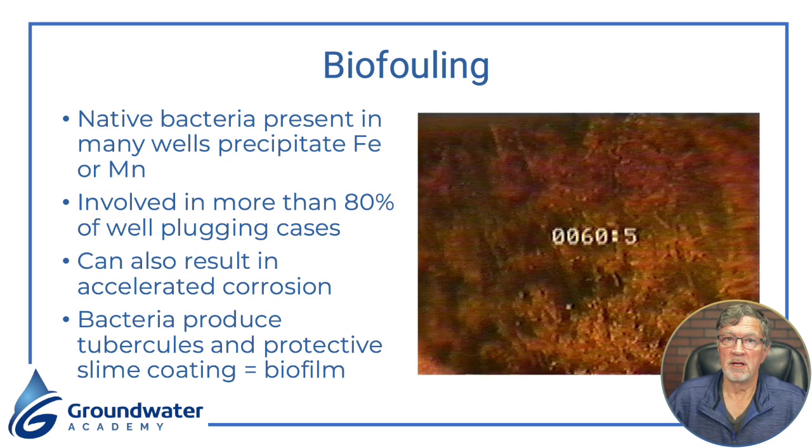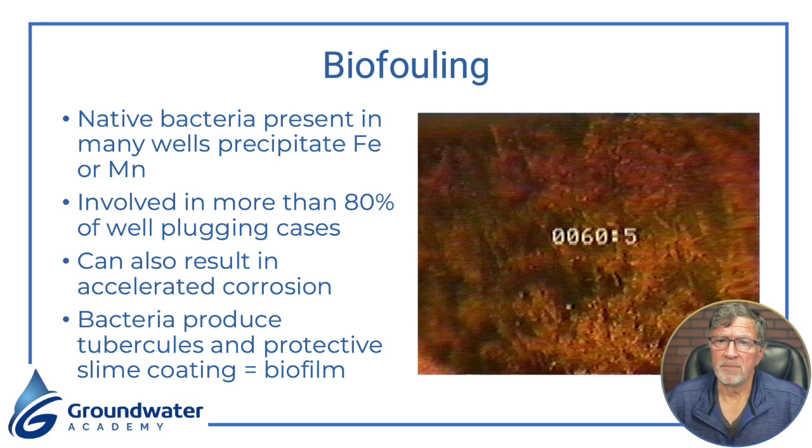So number two, and probably the biggest factor in well plugging, is going to be biofouling. Biofouling is involved in about 80% of well plugging cases. Generally, it's going to be bacteria like iron and manganese bacteria and related bacteria, but other types of bacteria like Pseudomonas can form biofilms and slimes that can plug up your well as well. So there's a whole host of bacteria that can form biofilms on your well that can result in plugging, and it can actually develop very fast.